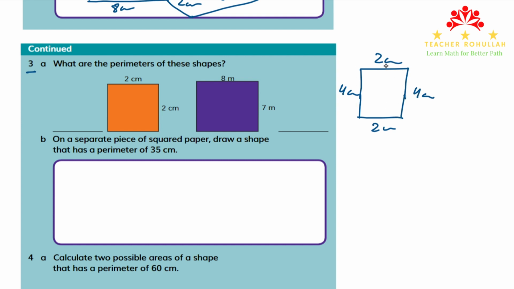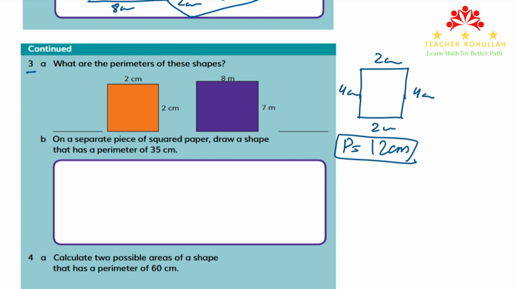We have 4, 2, 4, 2. So 4 plus 2 is 6. 6 plus 4 is 10. And 10 plus 2 is 12. So the perimeter, or P, of this shape is equal to 12 centimeters. We could simply add the lengths and find the perimeter, because perimeter is the distance around a shape.